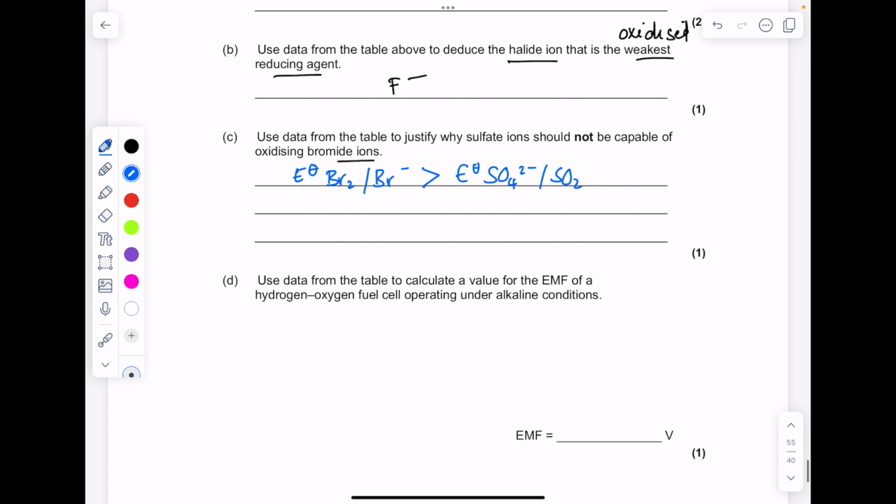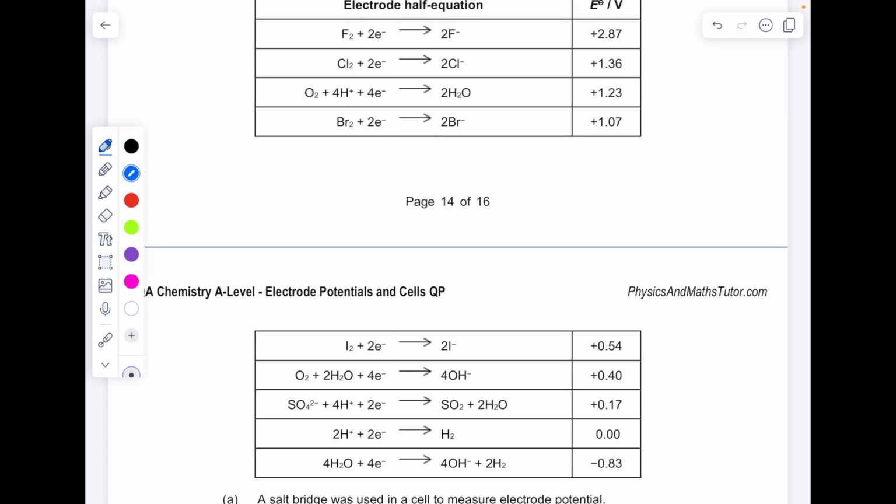Use data from the table to calculate a value for the EMF of the hydrogen-oxygen fuel cell operating under alkaline conditions. So remember from what I just taught you, to find the overall EMF, we take this equation here, which represents reduction. This equation here represents oxidation, and therefore EMF is our reduction minus the oxidation, which gives us a value of 1.23 volts.